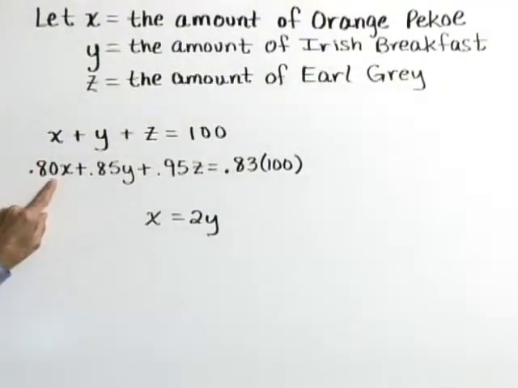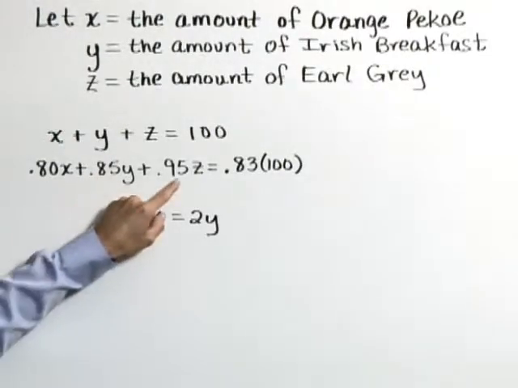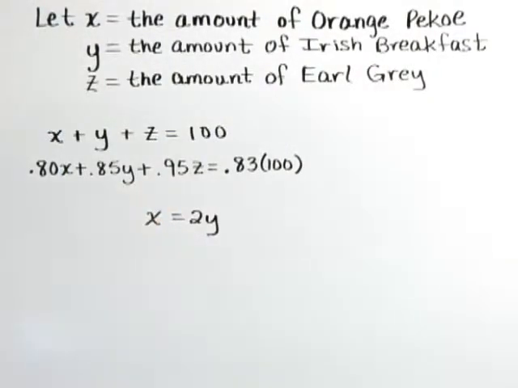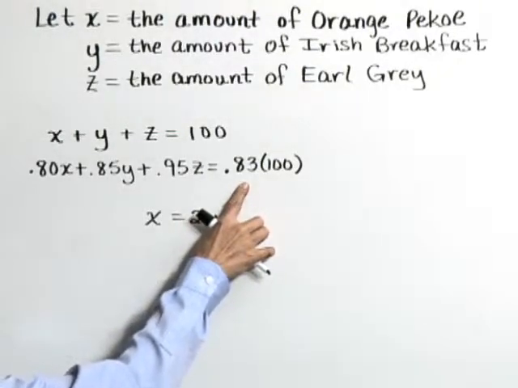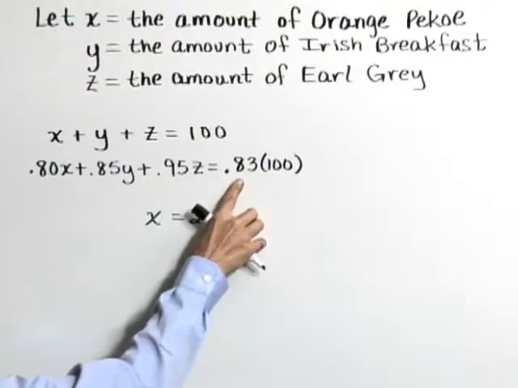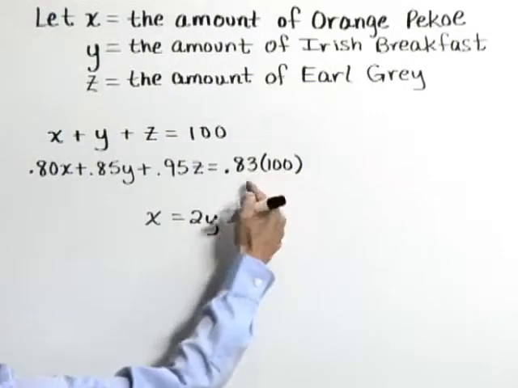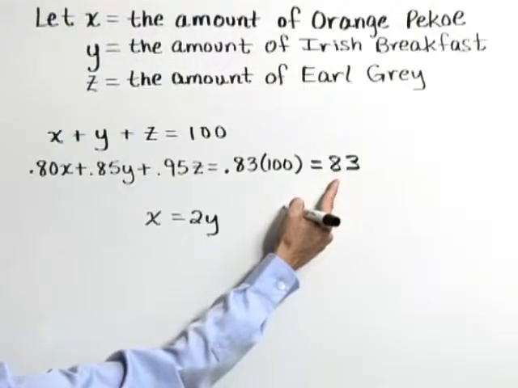So we have the value of this amount of orange pekoe plus the value of this amount of Irish breakfast plus the value, and this is in dollars, of the amount of Earl Grey equal to the value of our total mixture. And we're told that this mixture is going to sell for 83 cents per ounce. There are going to be 100 ounces of it. I'm going to go ahead and make a note that that product is 83.